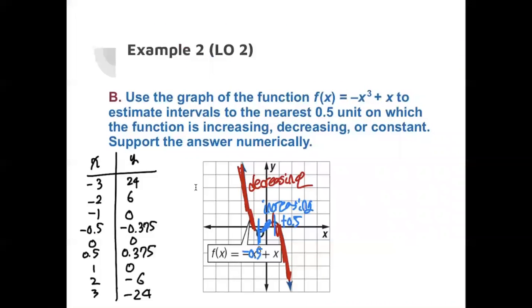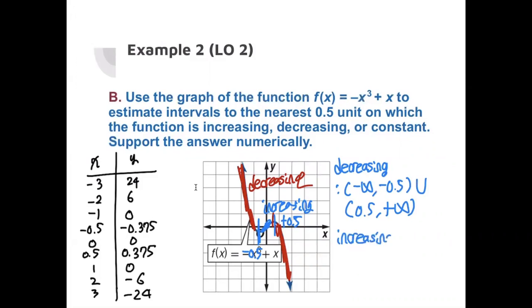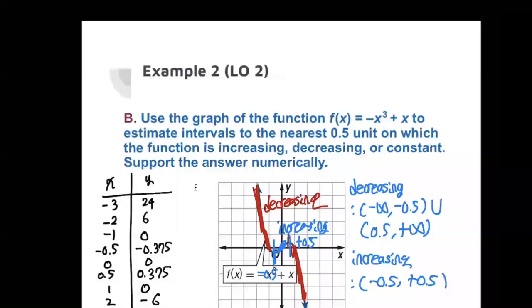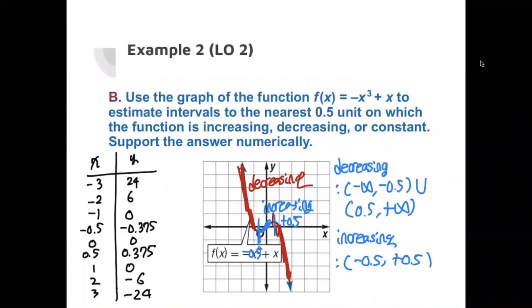And we can write the answer as decreasing from negative infinity to negative 0.5, or positive 0.5 till positive infinity, and it's increasing from the region of negative 0.5 till positive 0.5. Make sure to never use a square bracket because you are never including these points because they're neither decreasing nor increasing. Hope you now understand and can perfectly apply the concept of rate of change in all the questions you do.